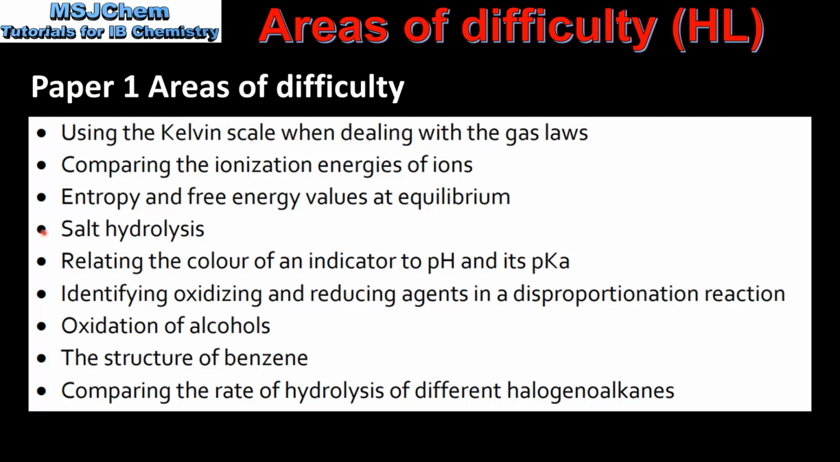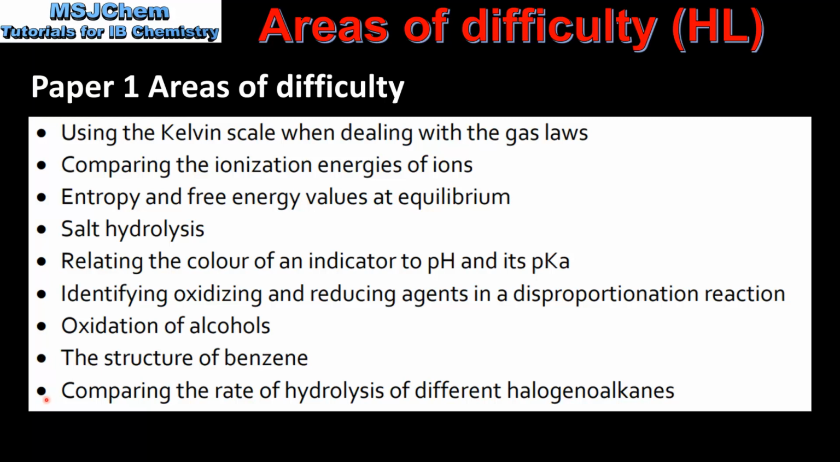Next, we have salt hydrolysis. Whether a salt is acidic, basic, or neutral depends on the parent acid and base. Next, we have relating the color of an indicator to pH and its pKa. The next 3 points, identifying oxidizing and reducing agents in a disproportionation reaction, oxidation of alcohols, and the structure of benzene, were all covered in the areas of difficulty for the standard level.